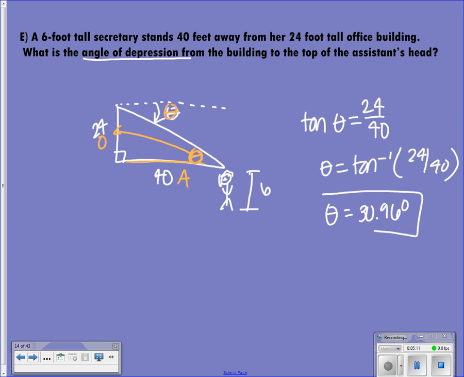30.96 degrees. Okay, now in the story problem, it didn't matter that she was 6 feet tall because I was just dealing with the angle. It said to the top of her head, so I didn't really have to worry about that 6 at all. So that was kind of an extra piece of information here.